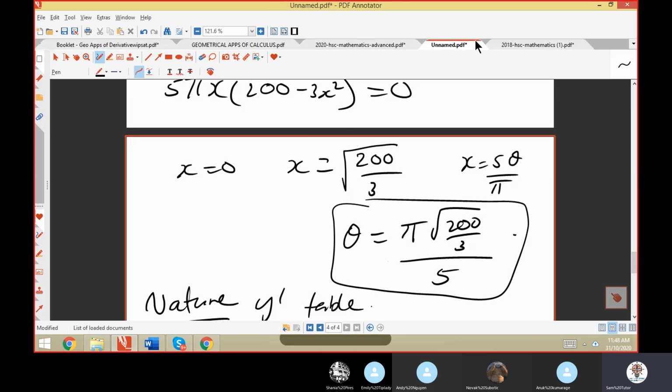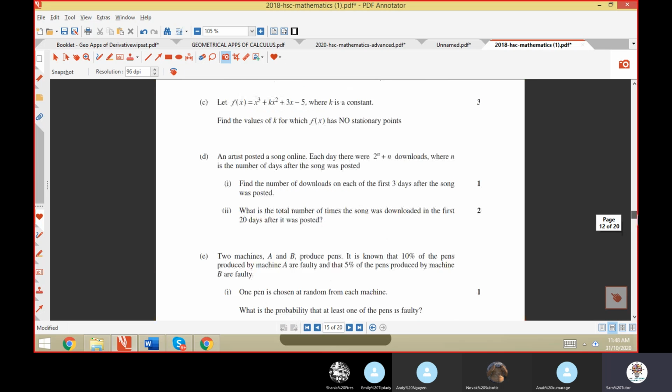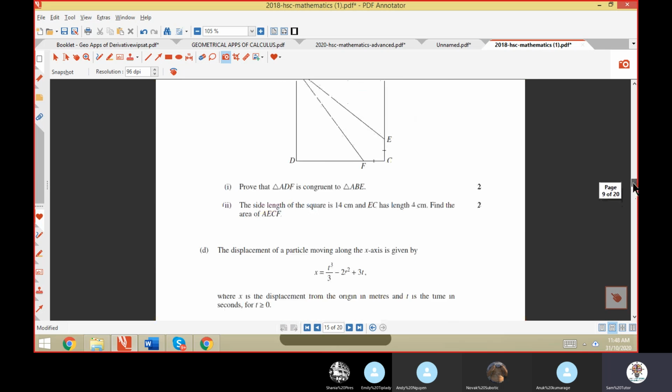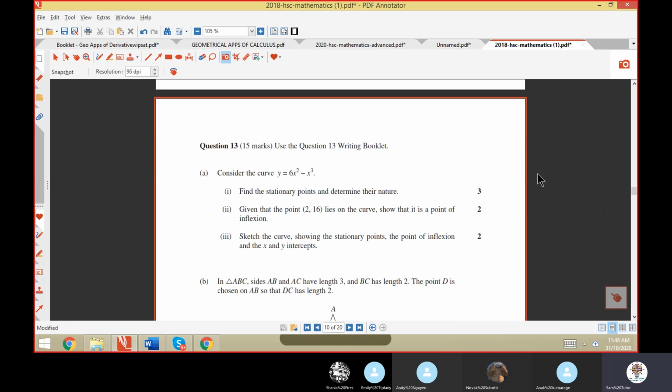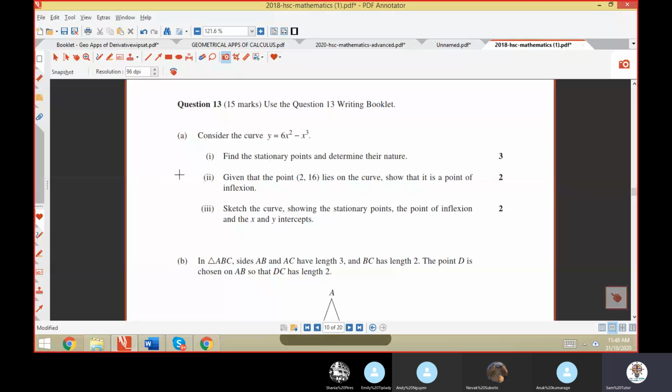Let's go again. Well, I can see we don't have much time. I think instead of doing another one, let's see if I can find, there it is, 5, 7 marks. At least keep going with these, making sure these are not done badly as well. Stationary points, nature, 3 marks. Given that this point lies on the curve, show that it is also a point of inflection. Sketch the curve, show the stationary points, 2 marks. So altogether, 7 marks.